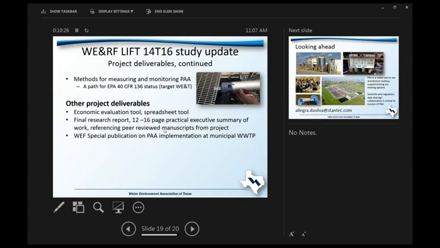monitoring PAA. The other project deliverables will include an economic evaluation tool and spreadsheet tool to evaluate the pros and cons of PAA for your specific context, and a final research report that will be a brief, practical executive summary of the work done in the project, as well as that longer WEF special publication.